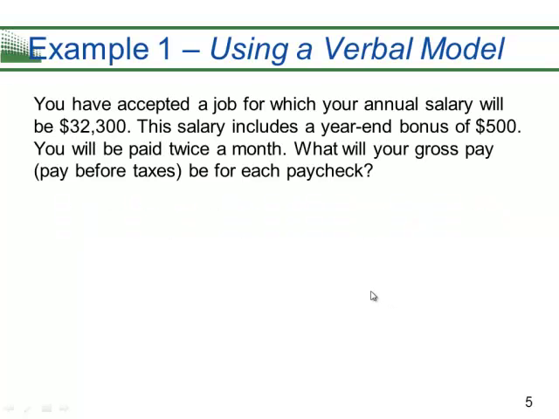Okay, so let's try this problem first for an example. Why don't you guys go ahead and give it a try, and then we'll go over it together. It says you have accepted a job for which your annual salary would be $32,300. This salary includes a year-end bonus of $500. You'll be paid twice a month. What's your gross pay before taxes for each paycheck?